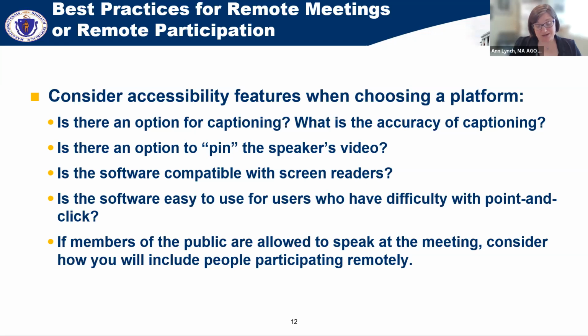What are its captioning options? How good is its auto captioning? Some of them play well with CART, and some, my understanding is, don't play as well with CART. So if you need CART, it's important to consider, does your platform work well with CART? Can you pin an ASL interpreter or a speaker?